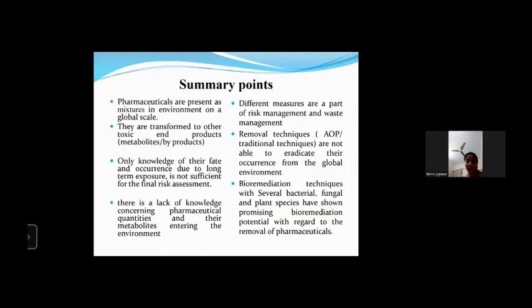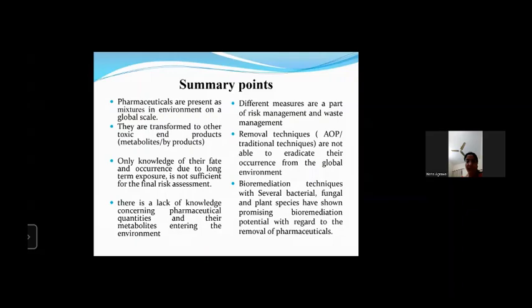So I would like to summarize my presentation here. Finally, we have discussed that we are using these pharmaceuticals for our health, for healthcare, for well-being. But it is also a bare fact that these are present in the form of mixtures, in the form of metabolic byproducts, and in the form of micropollutants in the environment on a global scale. And they are transformed to other toxic end products once they are metabolized in the human body, and they are released into the environment by metabolic pathways.